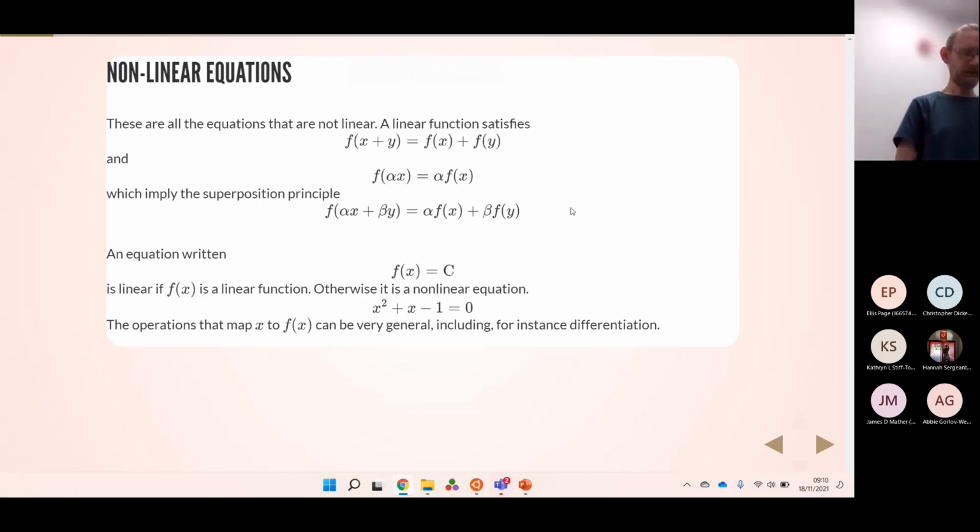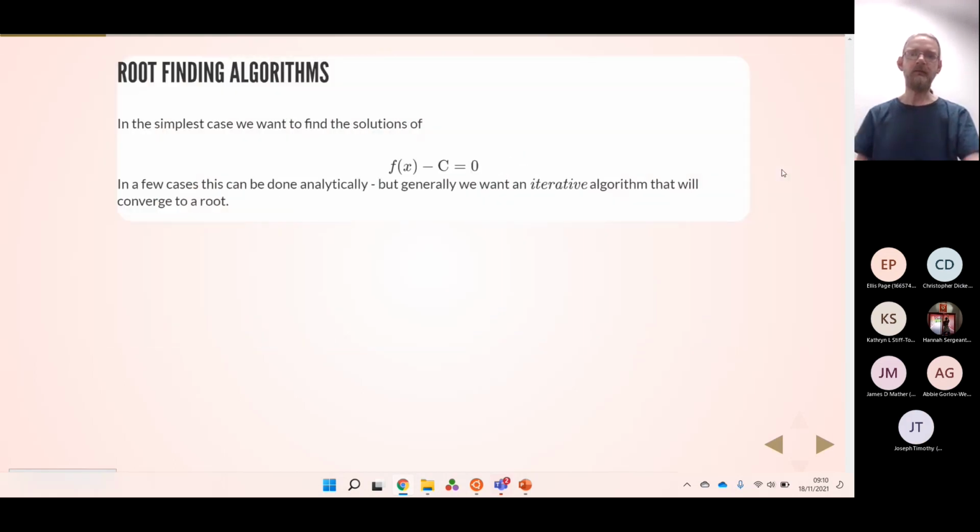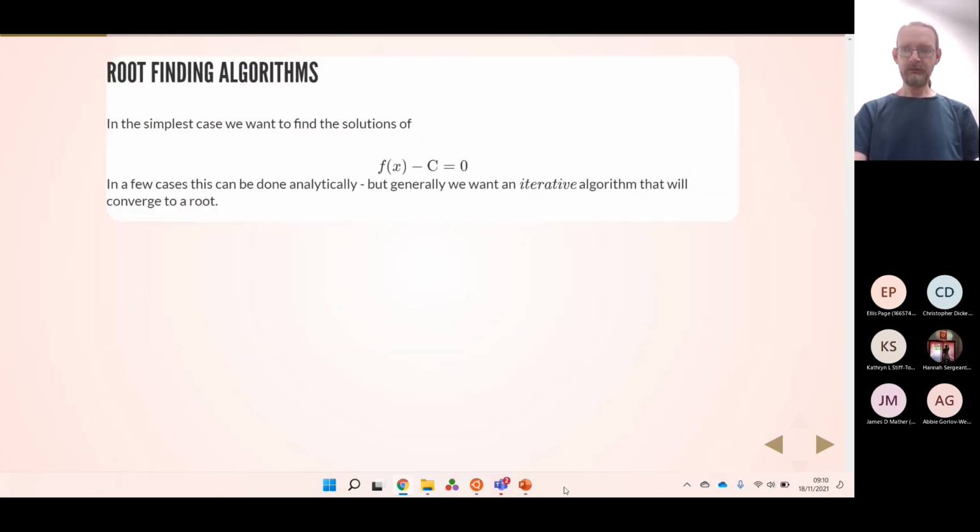Anyway, so non-linear equations are equations that are not linear. If it's linear, you know how to solve it. If it's one dimension, you just divide by the number. It's trivial. If it's in several dimensions, you put it in matrix form, it'll be AX equals B, and you can solve it using the methods we've done so far. If it's non-linear, then we will use methods from this.